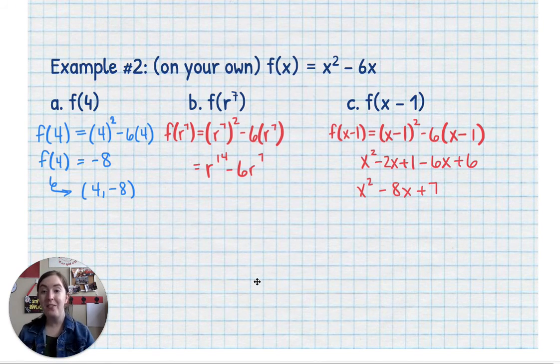All right, so on that first one, when we plugged in 4, we ended up with negative 8. So f of 4 is equal to negative 8. So that means that we have the point (4, -8) on our graph. When we had f of r to the 7th and we plugged in r to the 7th, we ended up with r to the 14th minus 6r to the 7th. Make sure that you multiplied out those x plus 1s over there in C and combine like terms to get x squared minus 8x plus 7.